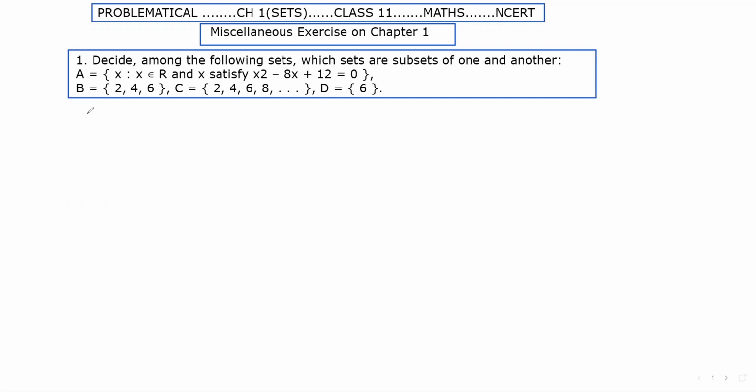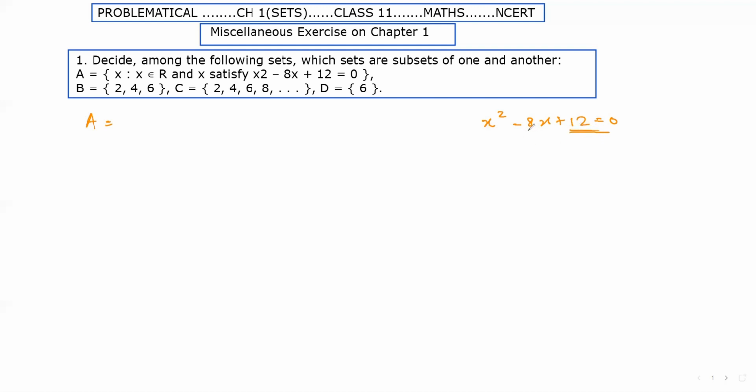So the first one is in set builder form. A is a set of all x such that x belongs to R, that means x is a real number, and x satisfies x square minus 8x plus 12 is equals to 0. If you consider this equation, x square minus 8x plus 12 is equals to 0, this is a quadratic equation in degree 2. Obviously, quadratic equation is degree 2.